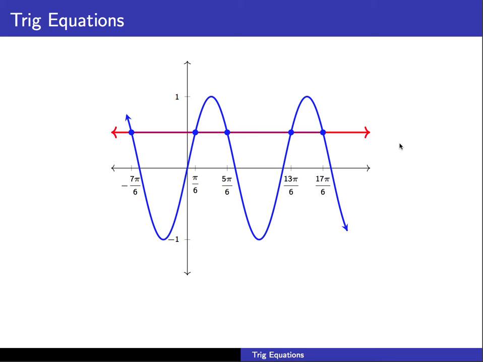equals a half. Notice that if it intersects the graph once, it's going to intersect it an infinite number of times. We saw that with inverse trig functions as well. So with trig equations, if it hits it once, because of the periodic nature of the graph, it's going to hit it an infinite number of times, which means there's going to be an infinite number of solutions.